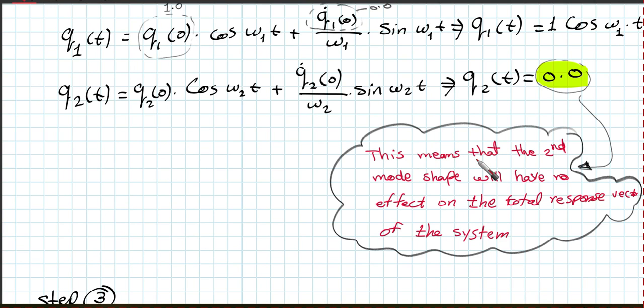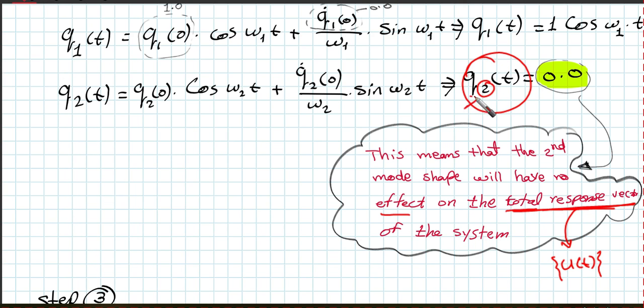Let's move on and read this. Here the meaning is that the second mode shape will have no effect on the total response vector u of t of the system, because the contribution of the second mode, Q2, at any time would always be 0.